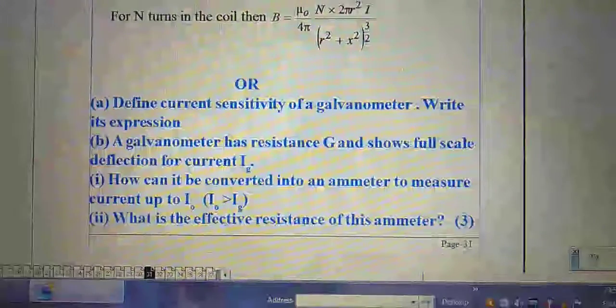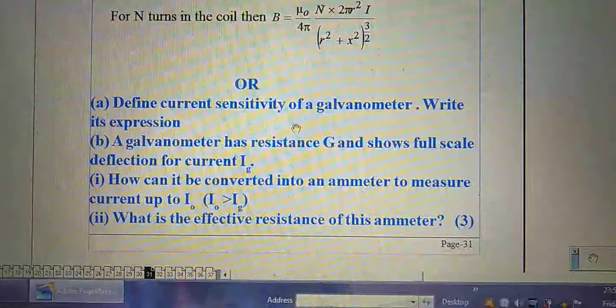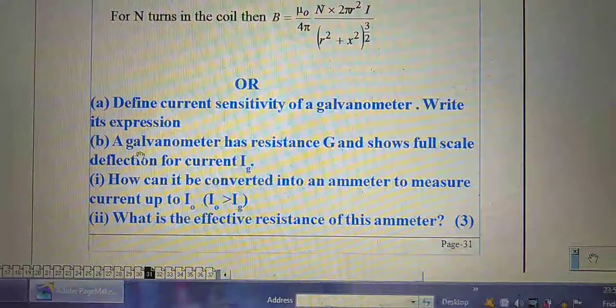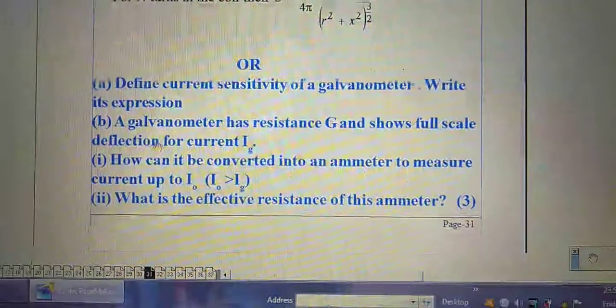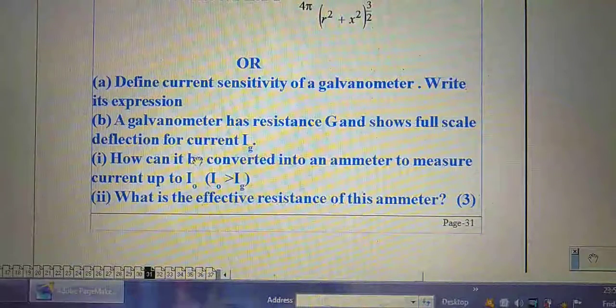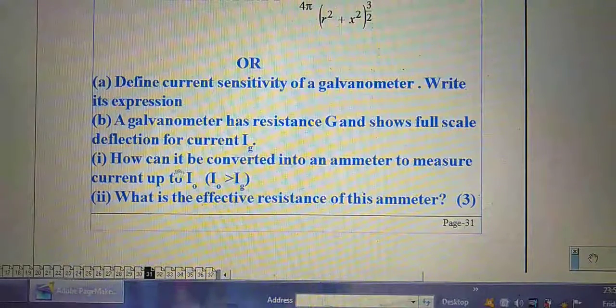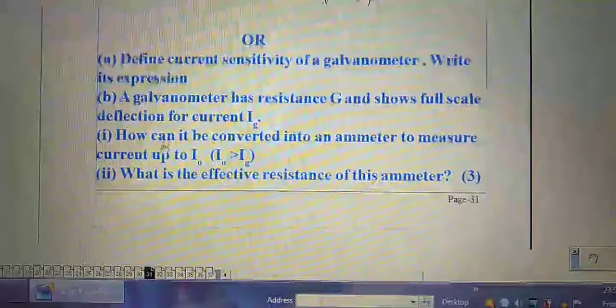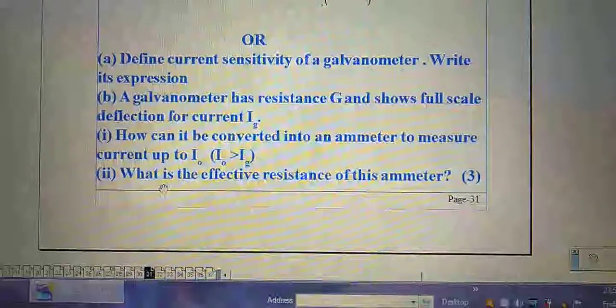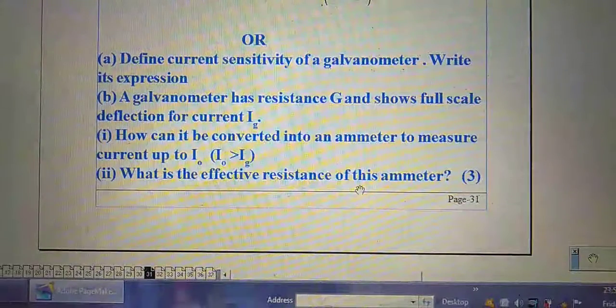Optional question: define current sensitivity of a galvanometer and write its expression. Next, part B. A galvanometer has resistance G and shows full scale deflection for current Ig. How can it be converted into an ammeter to measure current up to I naught? What is the effective resistance of this ammeter?